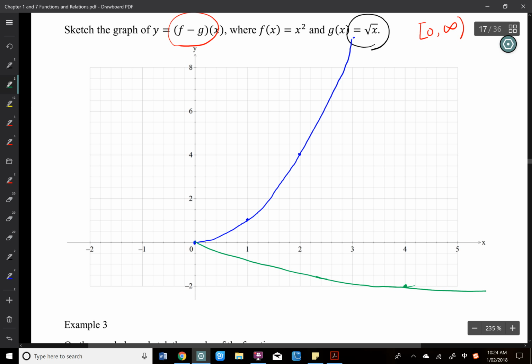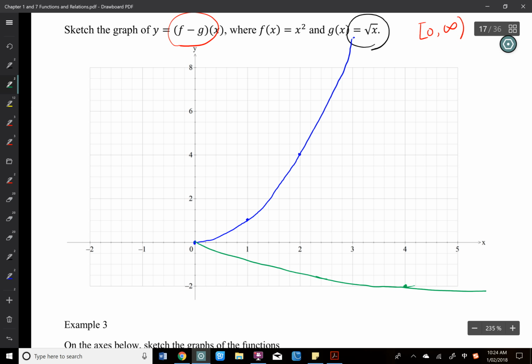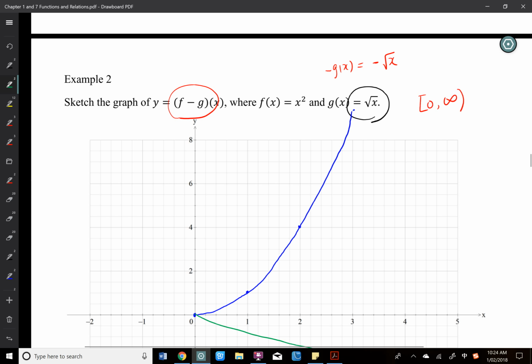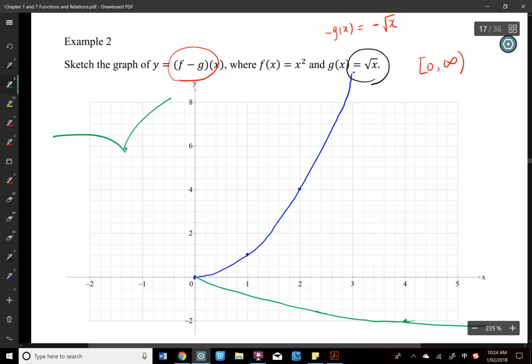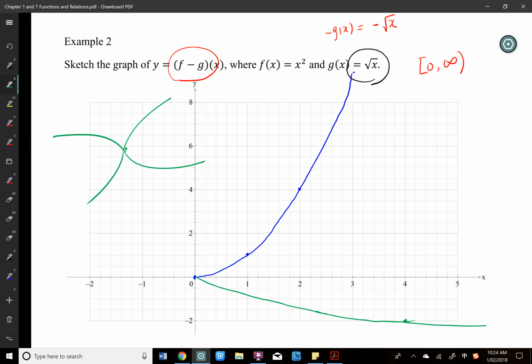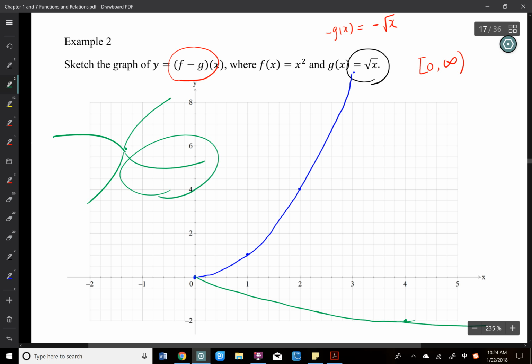Hopefully you still remember the square root function. Make sure which direction your graph goes, whether this direction or that direction. That's the square root function. Negative root x will be this one. This is root x. This is negative root x. This is root negative x, and that's negative root negative x. Okay, the full direction.